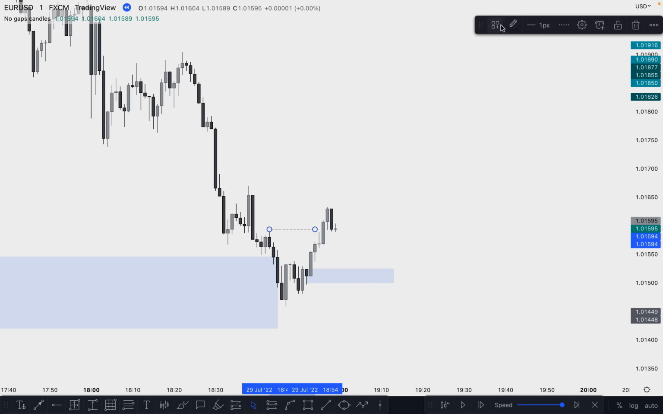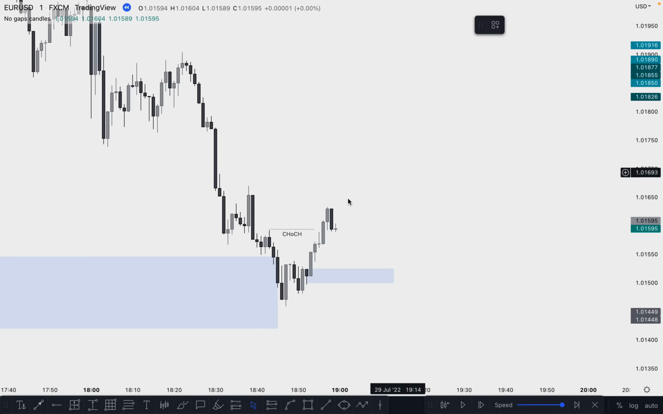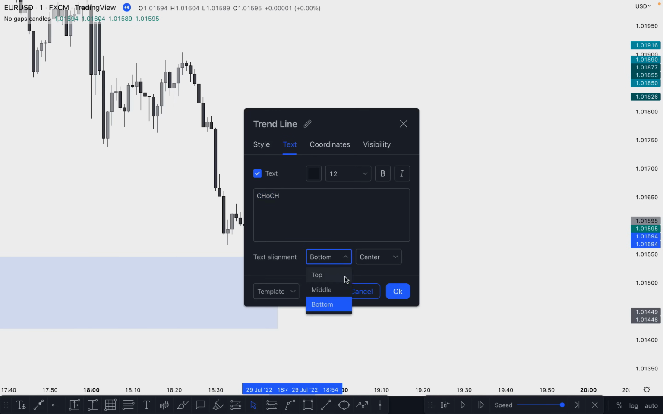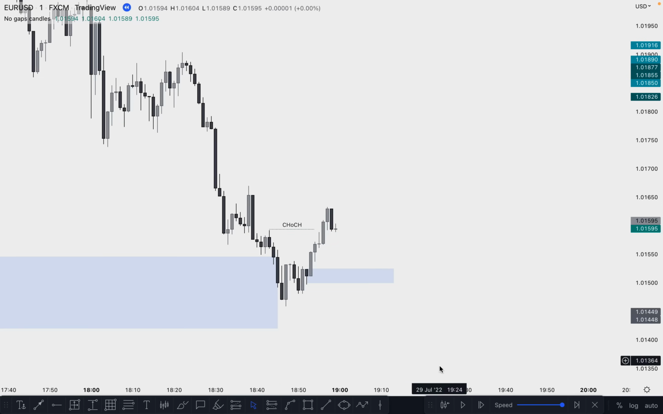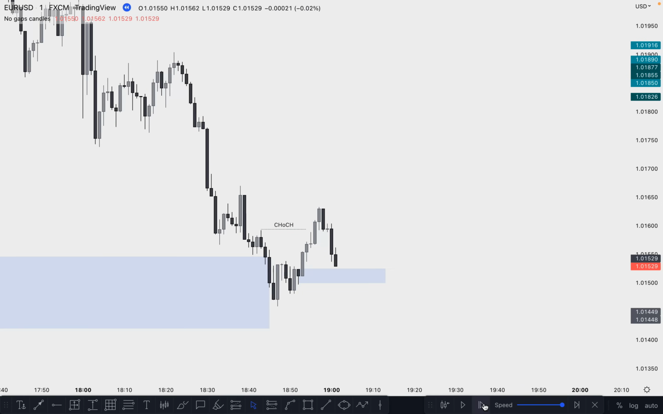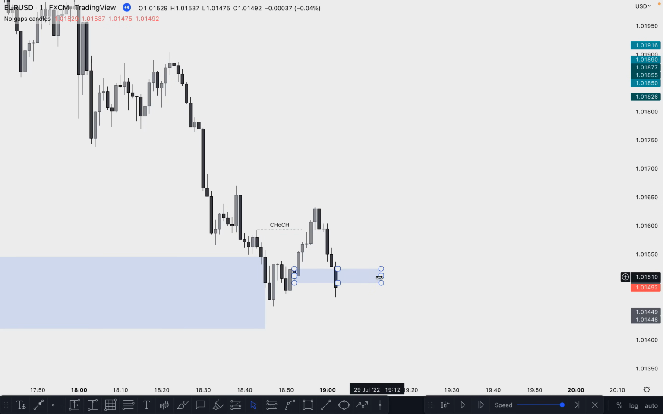And this one is our change of character, because this is the first indication of the trend reversal to the upside. And let's see what happened next. If you are buying here, you can see the market hit the stop loss. After it collects all the stop losses, you have to wait for the confirmation.